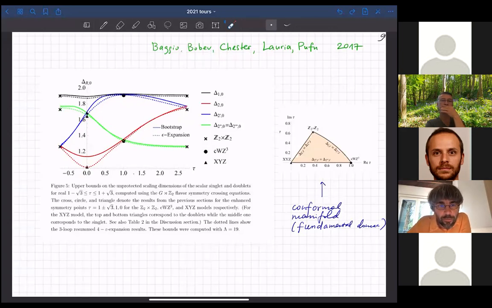You can see that in many cases, in all cases actually, the shape of these curves is quite similar to the curves which are obtained from the epsilon expansion. And it seems to suggest that if they were to push the numerics, then this supersymmetric field theory would live on the boundary of the allowed space. So by just maximizing these operator dimensions, they could get these operator dimensions.